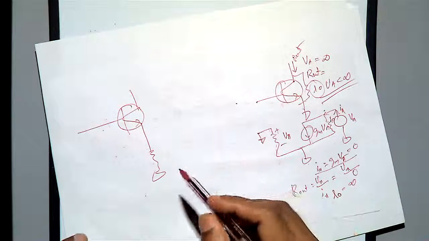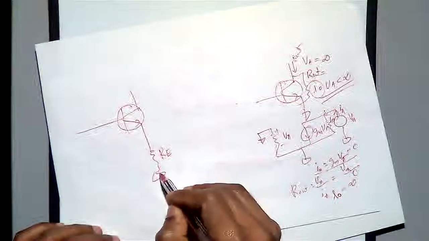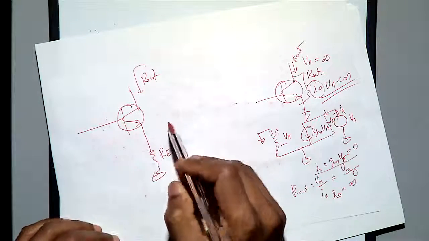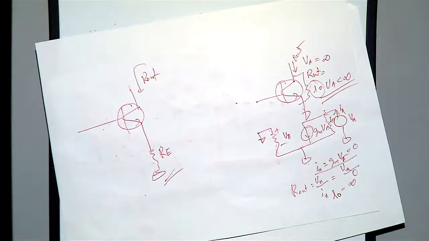Now what we are trying to do is, previously we connected RE here, and this is your Rout. So we already found out the output impedance with RE without early effect. What is the output impedance with RE? We already discussed it in the previous lecture. So what is the value? If you go back to the slide, we have already written it several times. With RE, what is the output impedance?